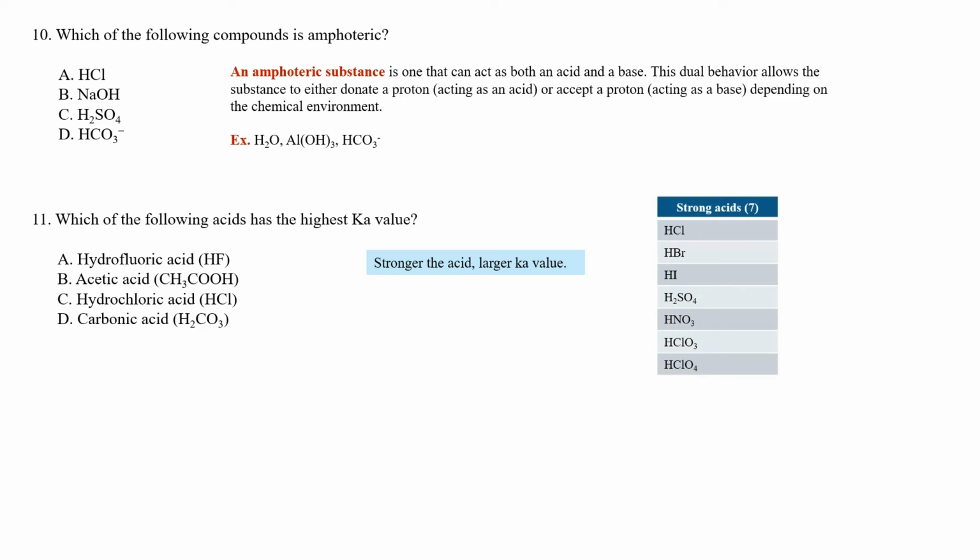You can see there are 7 strong acids. All the other common acids are weak acids. The strong acids are hydrochloric acid, HCl, hydrobromic acid, HBr, hydroiodic acid, HI, sulfuric acid, nitric acid, chloric acid, HClO3, and perchloric acid, HClO4.